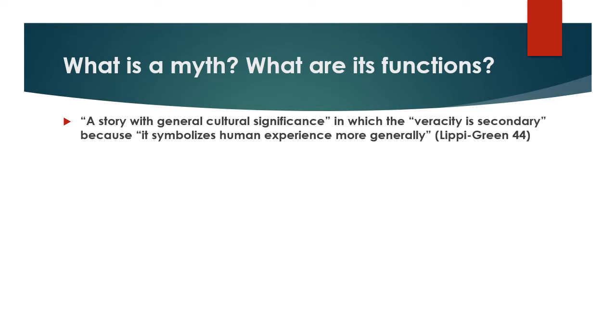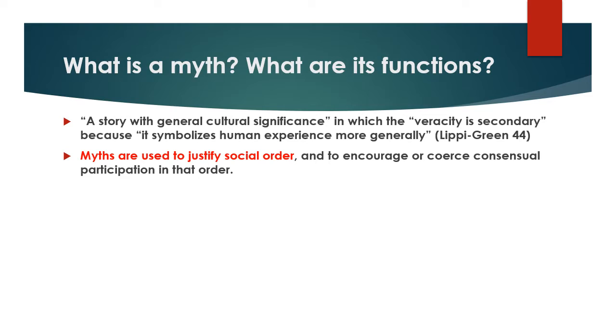According to the text, a myth is a story with general cultural significance in which the veracity or truth is secondary because it symbolizes human experience more generally. Functionally speaking, a myth, the writer says, is used to justify social order and to encourage or coerce consensual participation in that order. Imagine that. So a myth is not just a thing of imagination. It is also a useful practical tool to force people to behave in a certain way.